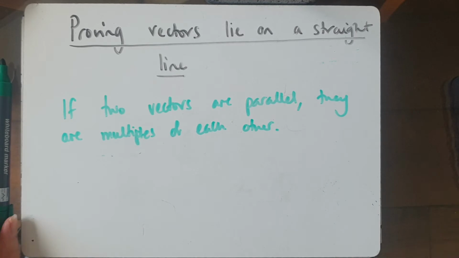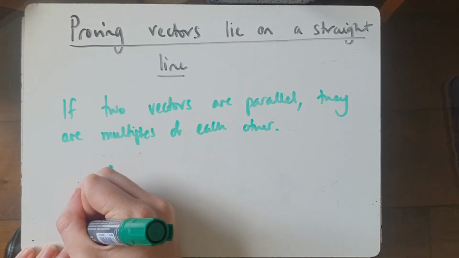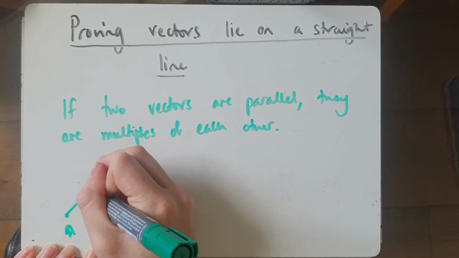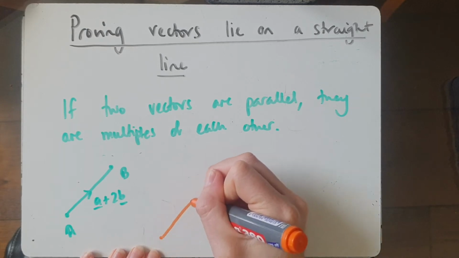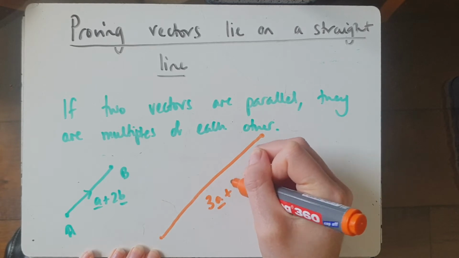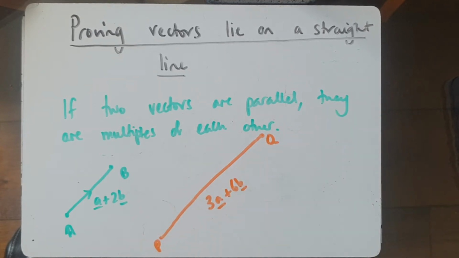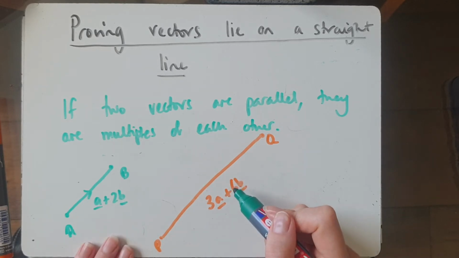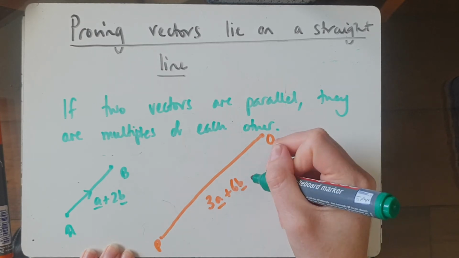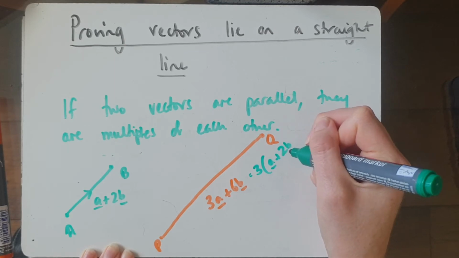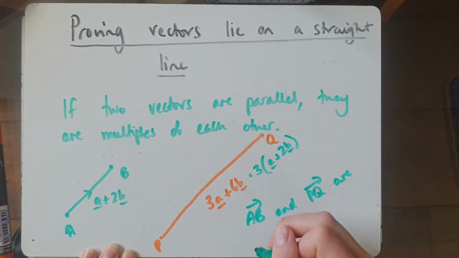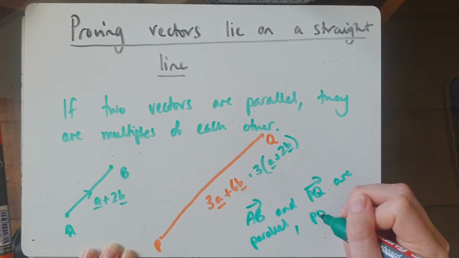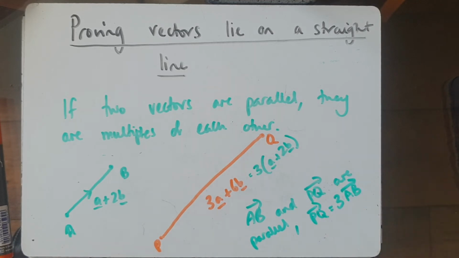If we represented those vectors, let's say we had point A and point B, and let's say that was a plus 2b, and then we had vector 3a plus 6b over here, which joins P and Q. So for these two, because this one is 3 times this vector, we can say that AB and PQ are parallel, and PQ equals 3AB. So that's just a recap of parallel.